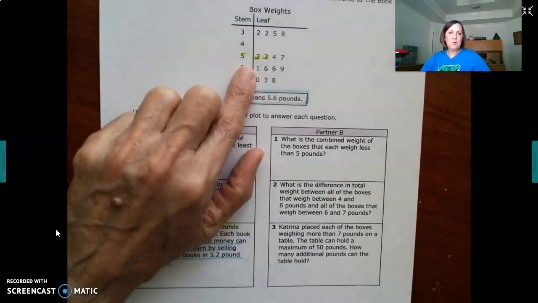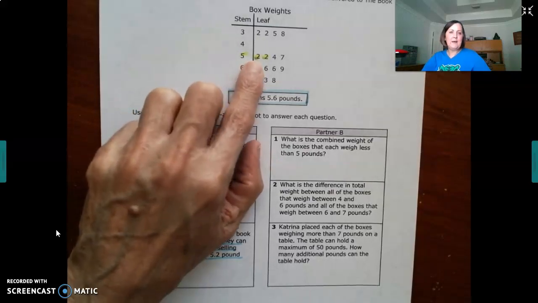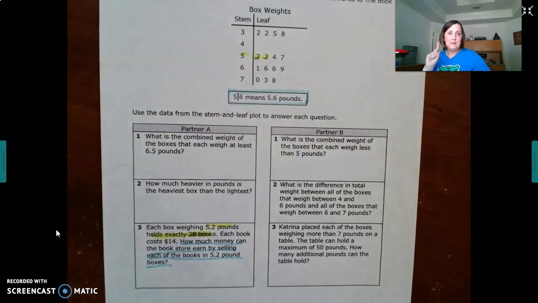Again, we have 2 boxes that weigh 5 2/10 pounds. In each box, remember each means 1 box, so each of those boxes has exactly 28 books. And we know that they're going to sell each of those books for $14. So this is going to be more than one step. First of all, we need to figure out how many books we have before we can figure out how much money they can earn. Okay, we're going to pause the video and let you solve it.